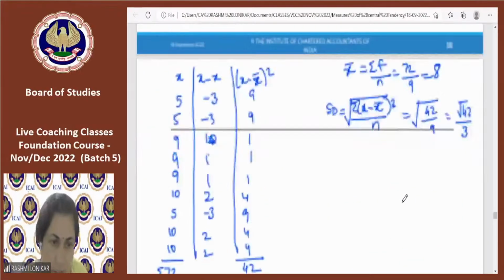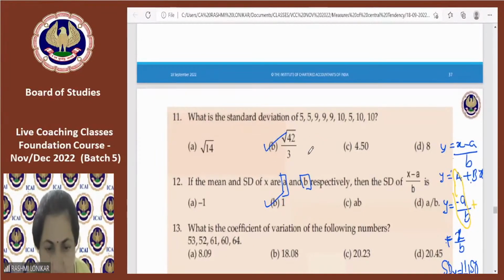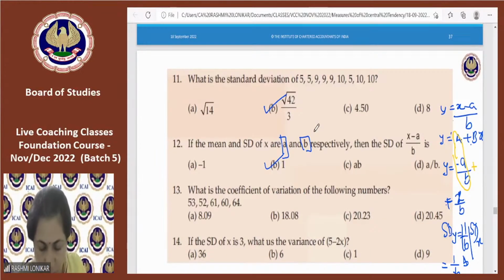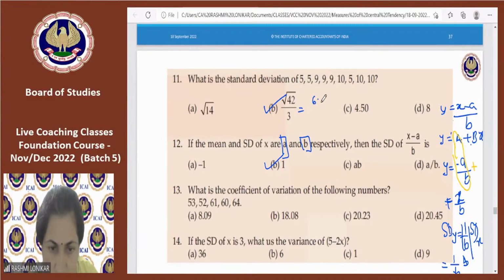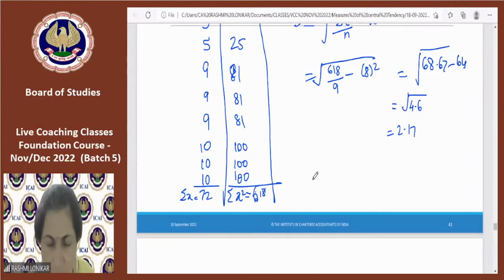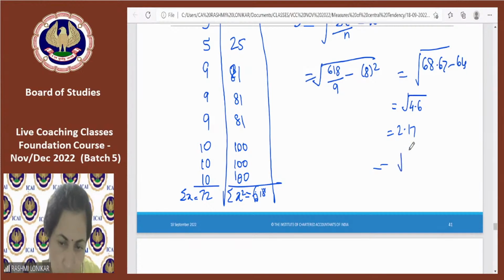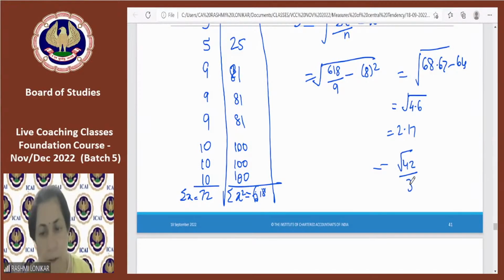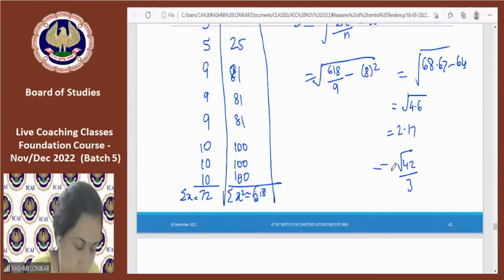And what have they asked us? Now let us see. How much is square root of 42? Square root of 42 is 6.48. So this is equal to 6.48 upon 3. How much is this? This is 2.16. Same answer we are getting, right? 2.16. Okay, Diksha? It is only that they have represented this as square root of 42 upon 3. Because they showed you in square root form, maybe that's why you got confused.